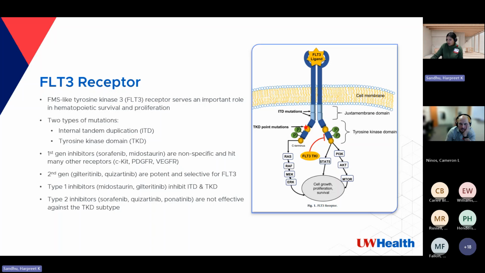And then our inhibitors are separated between first and second generation. First generation will be midostaurin, which is more applicable to leukemias. And these are non-specific, and they'll also hit many other downstream receptors. Whereas second generation agents like gilteritinib and quizartinib are more potent and selective for FLT3. We have type 1 inhibitors that inhibit both ITD and TKD, so that'll be midostaurin and gilteritinib. And then we have type 2 inhibitors that are not effective against the TKD region and only against the ITD, so that'll be quizartinib.